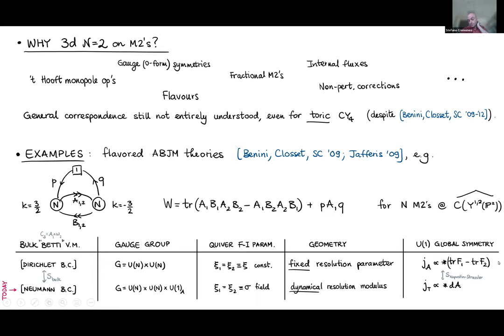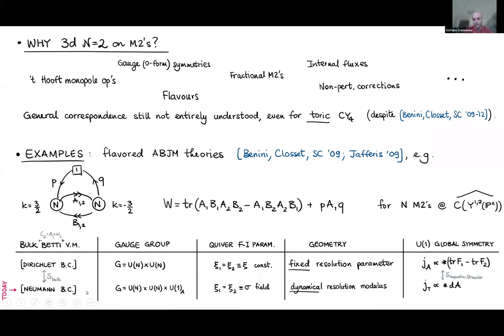And if you turn on a background value for the real scalar in the associated background vector multiplet, you can turn on an FI parameter, equal FI parameter for the two gauge groups in the quiver, which in turn is interpreted as a fixed resolution parameter in the geometry. So this is what was usually studied back in the day. But today I'll consider gauging this U(1) global symmetry, and then you'll have an extra U(1) gauge group in the bulk.